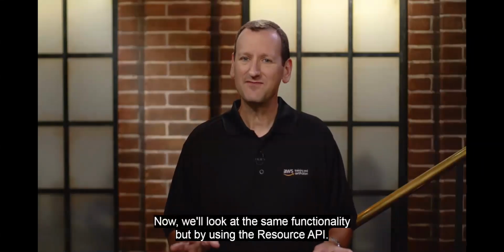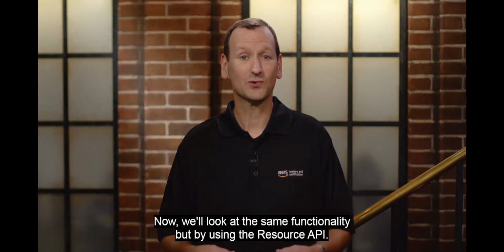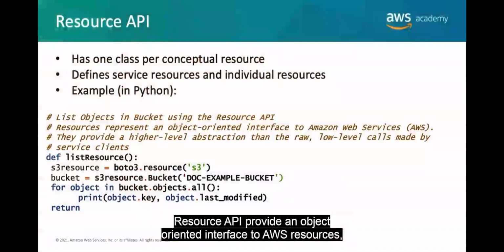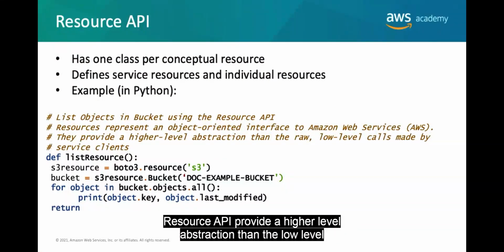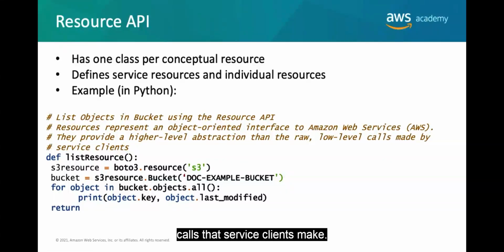Now we'll look at the same functionality, but by using the Resource API. Resource APIs provide an object-oriented interface to AWS resources. Resource APIs provide a higher level abstraction than the low-level calls that service clients make.